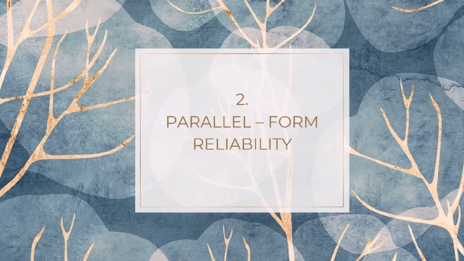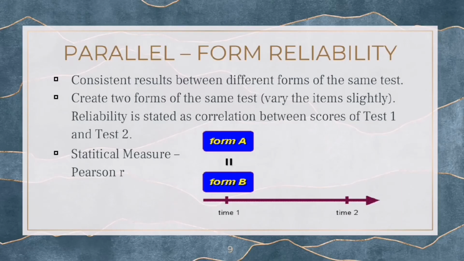The second method is parallel form reliability, also known as alternate form. It is the consistent results between different forms of the same test. The process is we need to create two forms of the same test, varying the items slightly. Reliability is stated as the correlation between scores of test 1 and test 2.